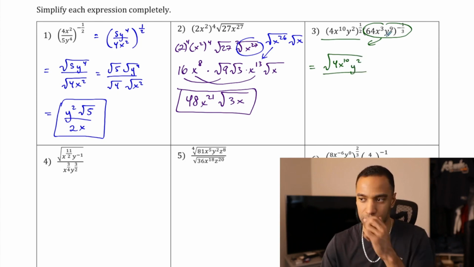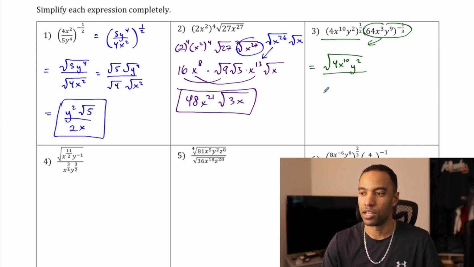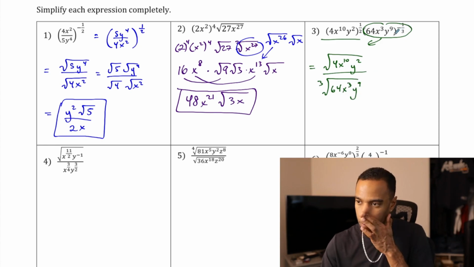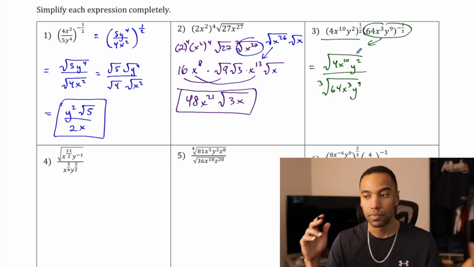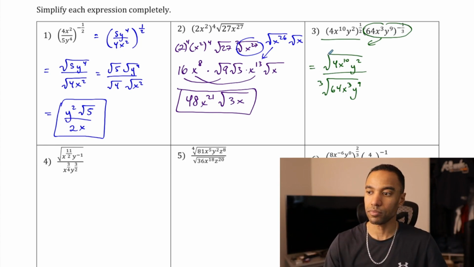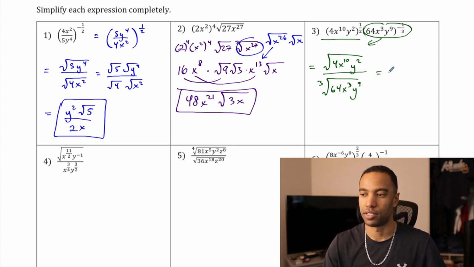And hey, maybe it's the time. This is going to turn to the positive 1/3 power in the denominator, right? So that also means cube root. So cube root of 64x cubed y to the 9th. So it turned into a positive 1/3, and a positive 1/3 power is a cube root. So square root on top, cube root on bottom. Let's start taking roots.